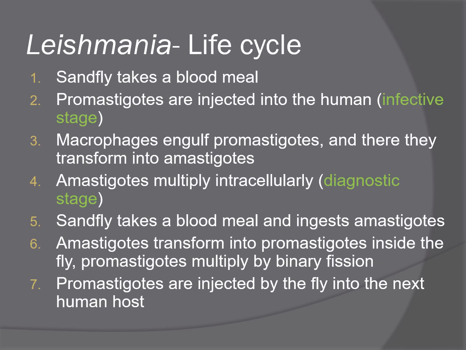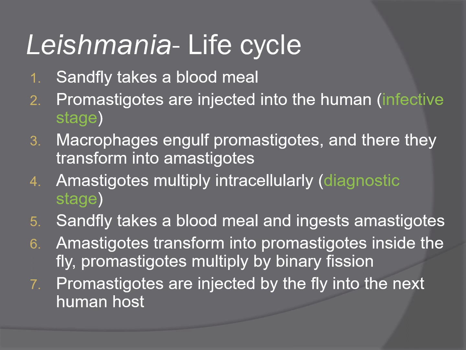Let's take a look at the leishmania life cycle. First, we have a sandfly that takes a blood meal. The sandfly sucks up the amastigotes from an infectious human, dog, fox, or rodent. So here the sandfly is the intermediate host and the insect vector. Promastigotes are injected into the human, and that is the infective stage. Okay, the human is the definitive host. Macrophages engulf promastigotes, and they transform into amastigotes. Amastigotes multiply intracellularly, and that's the diagnostic stage.